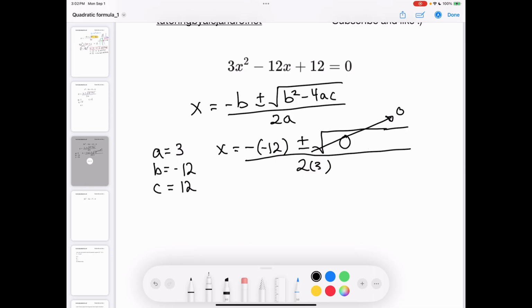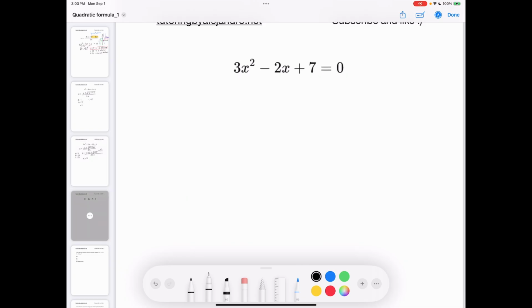Okay? So since this equals 0, we run into the situation where there is only one solution, because we're not adding or subtracting anything. 0, right? So I end up with x equals, again, you have a negative next to a negative, that means it's positive 12 divided by 2 times 3, 6. So I have x equals 12 divided by 6, and that comes out to x equals 2. In this case, there is only one solution, because the discriminant evaluated to 0. Okay, great. Let's move on to the next one.